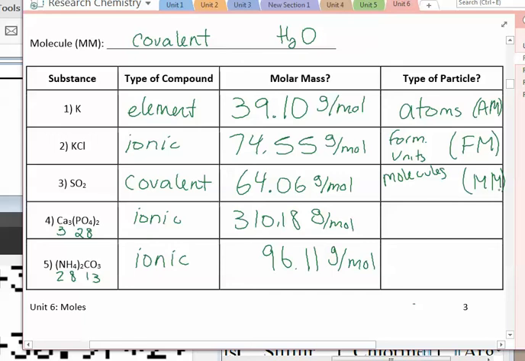Another way to abbreviate molecules, this way I like the best, MLCS. You notice we can't make it MOLE because that would be mole. So MLCS is another way to abbreviate it. It's kind of like the license plate way of abbreviating molecules. And then the last two are both ionic, so they're going to be formula units as well.